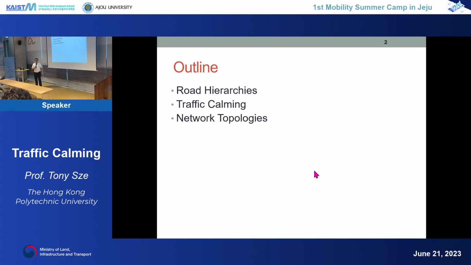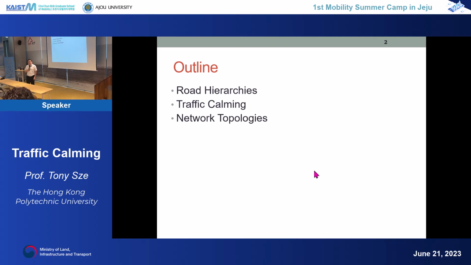So what does it mean by road hierarchy? For example, on a motorway, what is the speed limit? Usually 80 or even 100. Does Korea have 100? Yes. So on an urban road, what is the speed limit? 50. And then in some areas we have 30 kilometers.